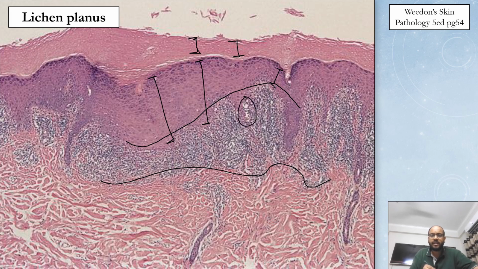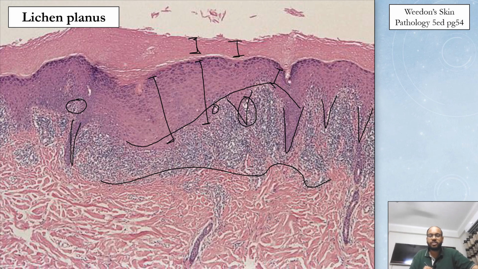Okay, you can appreciate how the band looks more bluish because it's majorly composed of lymphocytes, and you can also appreciate this kind of basal layer damage. Can you see this focal basal layer damage? This is known as focal basal layer vacuolization. Okay, and additional to that, you can see that the rete ridges are getting pointed and flattened. Can you see these pointed rete ridges here? And that is what we say as sawtoothing of rete ridges.